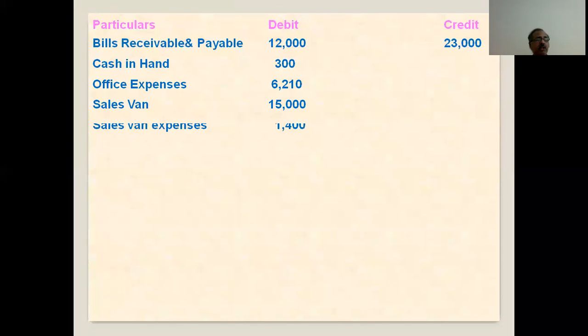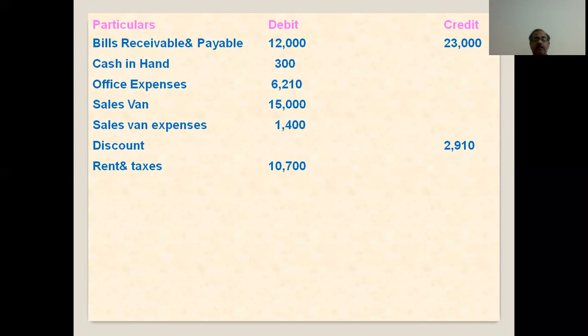Then cash in hand. It is an asset. So debit balance. Asset side of the balance sheet. Office expense. It's an expense, indirect expense. So office expense will be showing on the debit side of the profit and loss account. Sales van. Sales van is an asset. Asset side of the balance sheet. Sales van expense. It's an expense, indirect expense. Debit side of the P&L account. Discount credit balance rupees 2,910. Discount credit means discount received. It is an income. So it will be showing on the credit side of the profit and loss account.